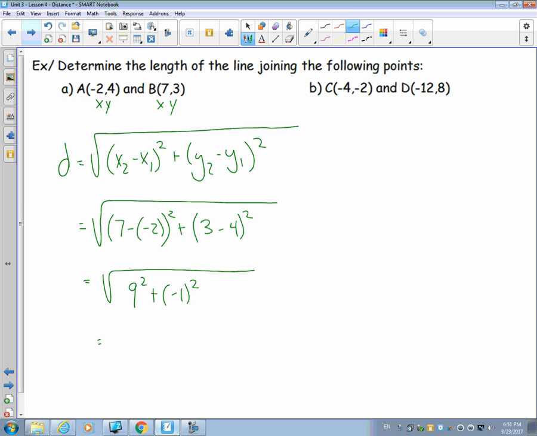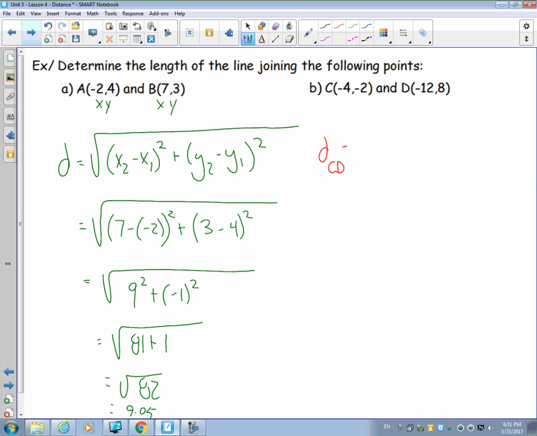And those brackets are important, okay? 9 squared is 81. Negative 1 squared is positive 1. So we end up with the root of 82. And I'd be totally fine if you left it like that. If you really want to punch it in your calculator, you can. It's 9.05. Root 82 is fine for me, too. It's more exact. And you try the next one.